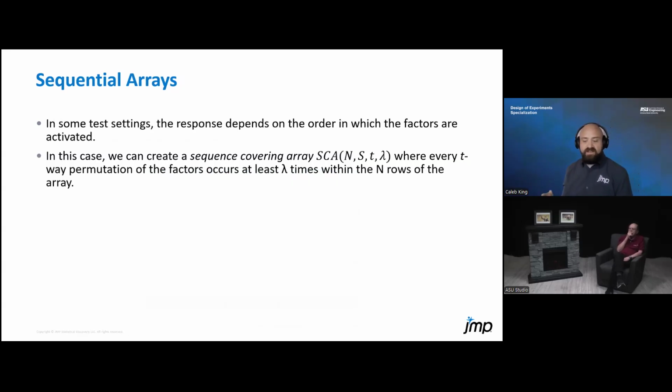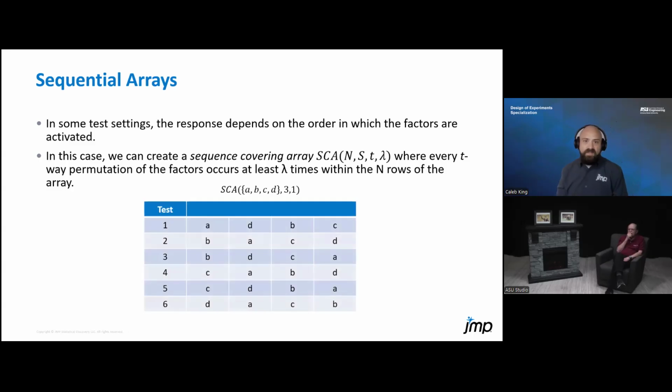Or the order might affect, if I do it one way, everything works fine. If I do it a different way, I get a bug. So in this case, the sequence is what matters. So then we can generate what's called a sequence covering array. In this case, instead of looking at all the two-way combinations of levels, we're looking at the two-way permutations of the orderings of the factors. And we have to say that those two-way permutations need to occur at least a certain number of times within n rows.